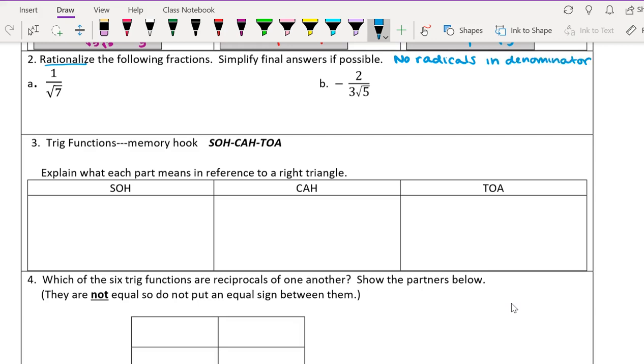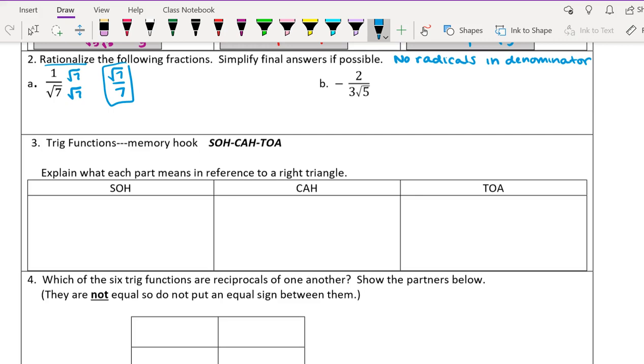Okay, so if I have the square root of 7, I'm going to multiply by the square root of 7 in the numerator and the denominator to keep the value of the fraction the same. So 1 times root 7 is square root 7. Root 7 times root 7 is 7. This does not reduce, so this is our final answer.